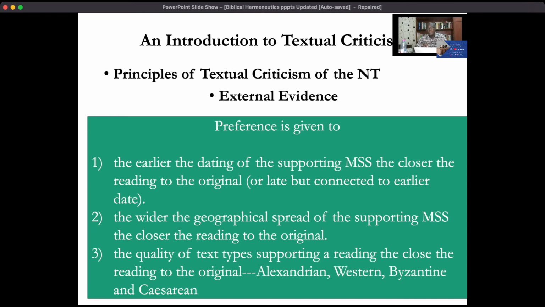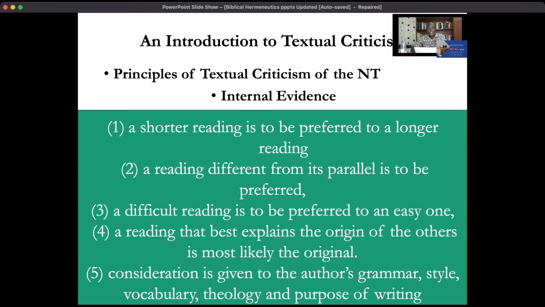If the manuscripts supporting a particular reading come from different geographical areas, then one can understand that this reading was considered universal then, and therefore closer to original. The quality of text types supporting a reading: the better the quality, the closer the reading to the original. Meaning, if the manuscripts supporting a reading come from Alexandria first, Western second, Byzantine, and Caesarea in this order, it means that the reading had wider support, and in terms of quality, it's also good, and therefore it's close to original. We look at internal evidence.